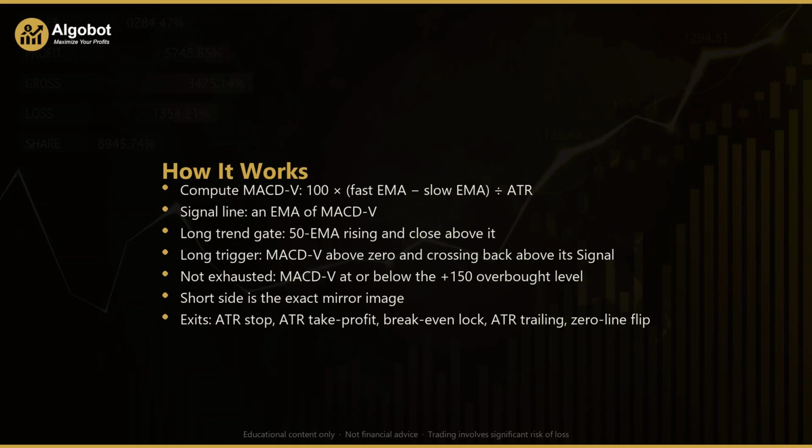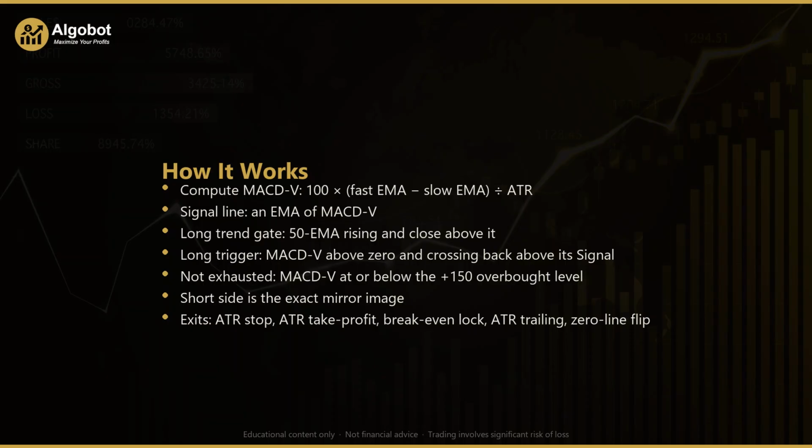Once price moves 1 ATR in favor, the stop is pulled up to break even, removing the initial risk. Once price runs about 1.4 ATR in favor, an ATR trailing stop begins, and that trail only ever ratchets in the trade's direction, never backward. Finally, there is a regime flip exit. If Macdv crosses back through the zero line against an open position, the strategy treats the trend thesis as broken and closes immediately rather than waiting for the stop.